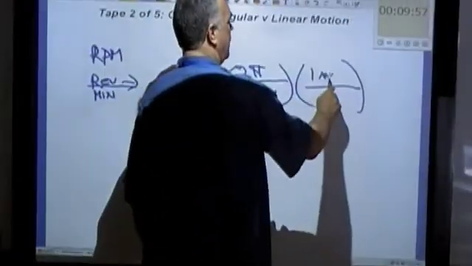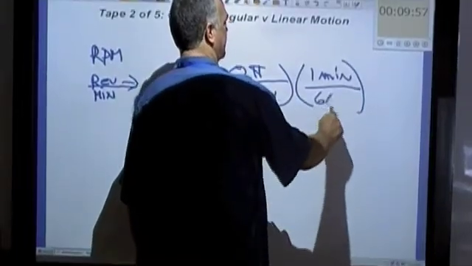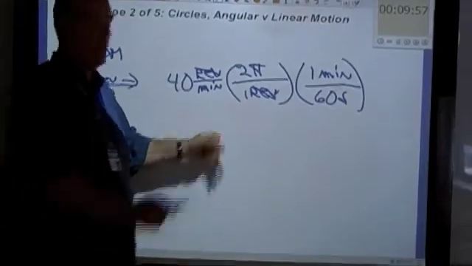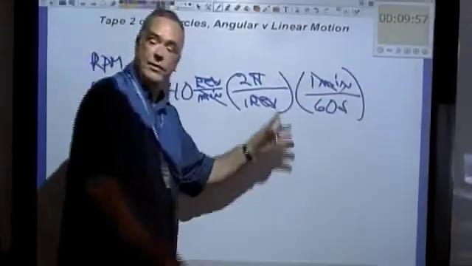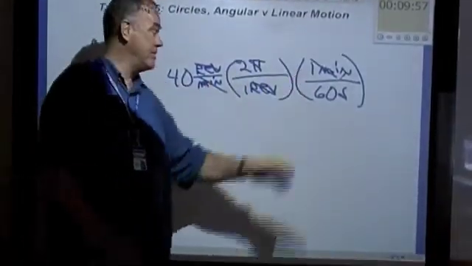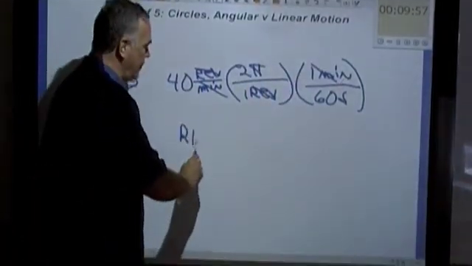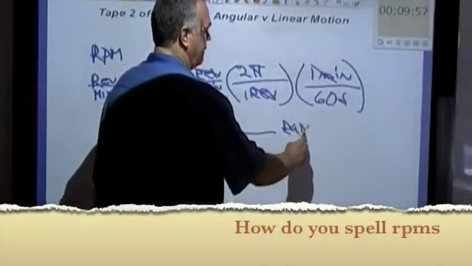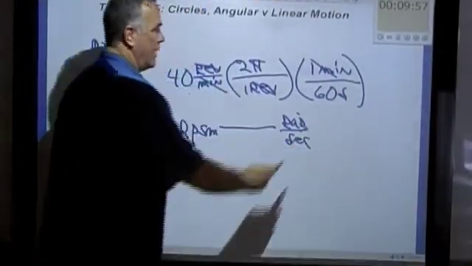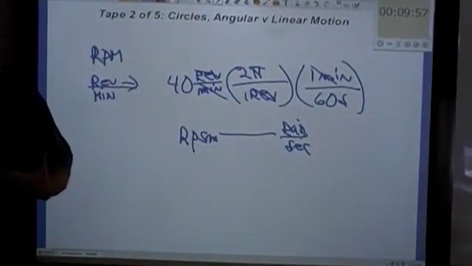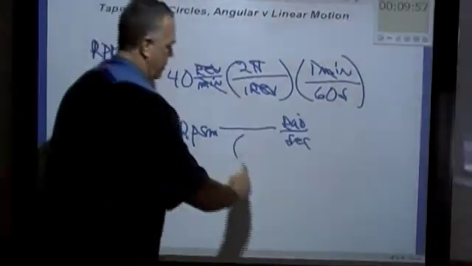And how many seconds in a minute? 1 minute, 60 seconds. The revolutions cancel. What else cancels? Minutes. What am I left with? 2 pi radians per second. So bottom line, to change RPMs to radians per second, what do you got to multiply it by? 2 pi over 60, or pi over 30.